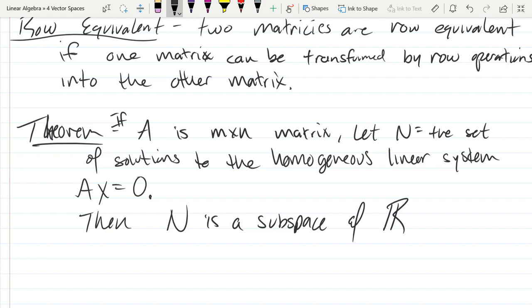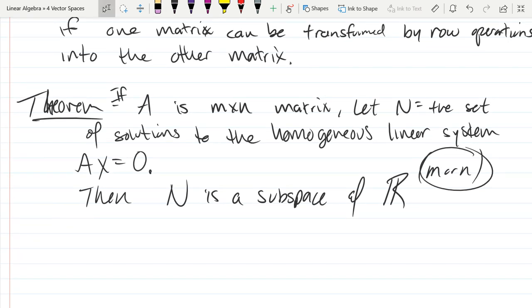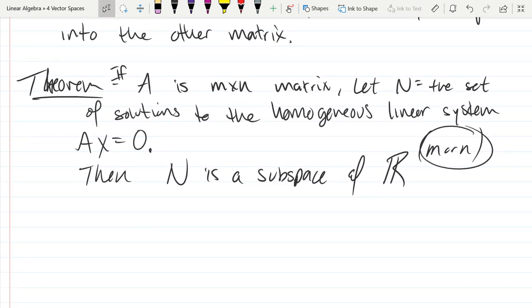It might be Rm or it might be Rn. We're going to look at the dimension and figure it out. So don't write down M or N. We'll decide which of the two it's going to be. It's going to be one of those two dimensions, so we'll fill that in a minute. And the subspace N is also called the null space of the matrix A.